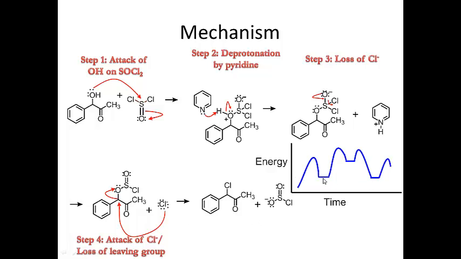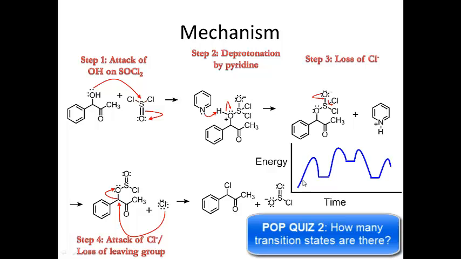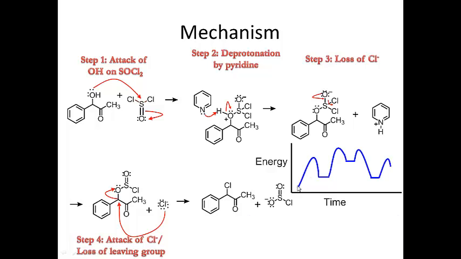This is the energy diagram. Notice, since I have 1, 2, 3 intermediates, I also have 3 intermediates here. So the total number of steps in the reaction is 4 steps. Here, here, here, and then the last step here. And I'll have a pop quiz in the video for this particular reaction. Let's look at another one.